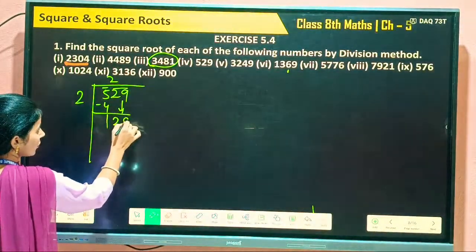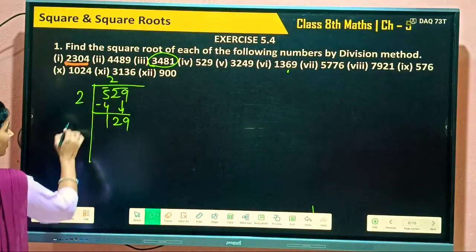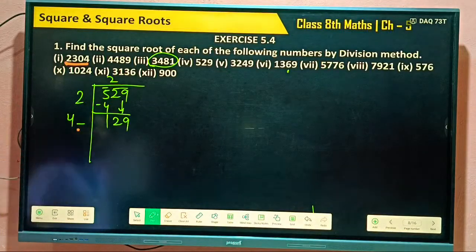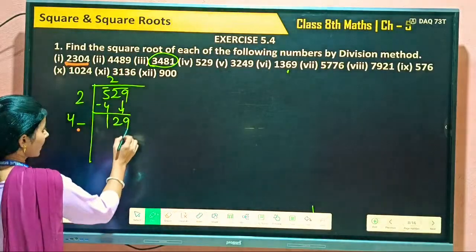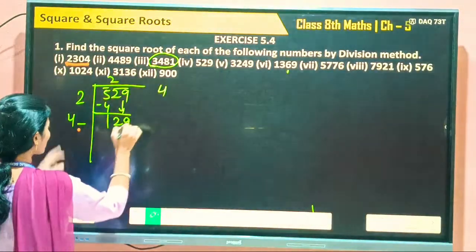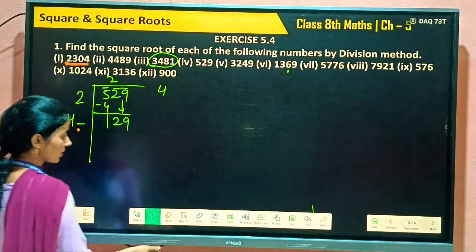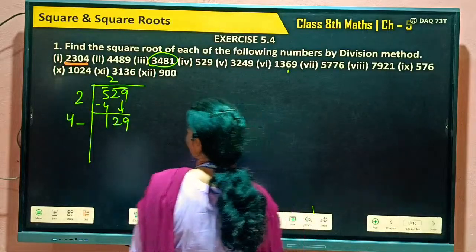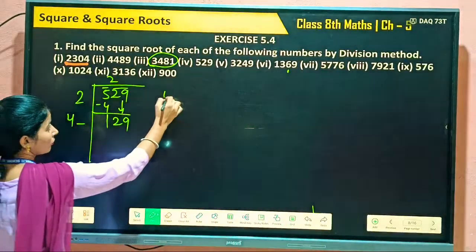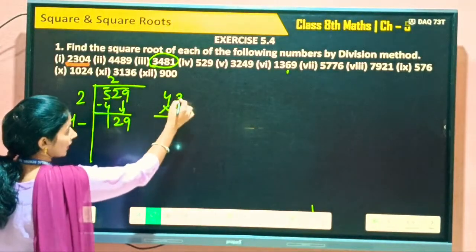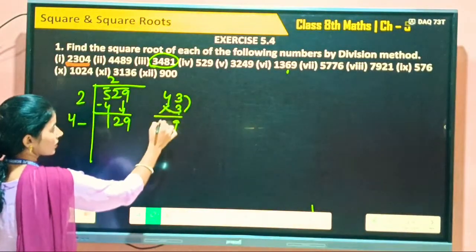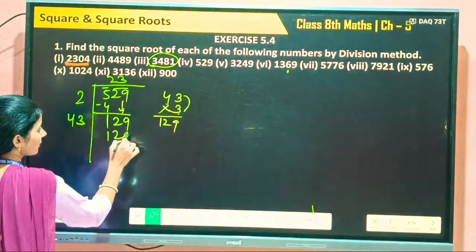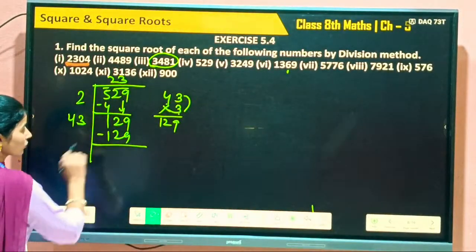Carry down the next pair, 29. Then double of this quotient will be 4. Enter this digit with leaving a blank at its right side. Now think about one number along with this 4 whose multiplication with the given number will be equal to or less than 129. 3 3s are 9 and 3 4s are 12. So we got 3 as that digit, and the multiplication of 43 with 3 is 129.